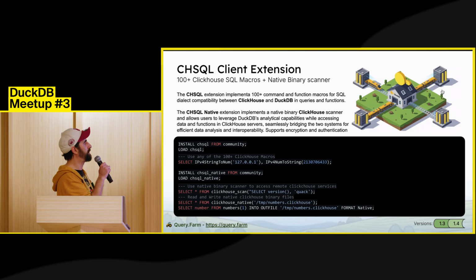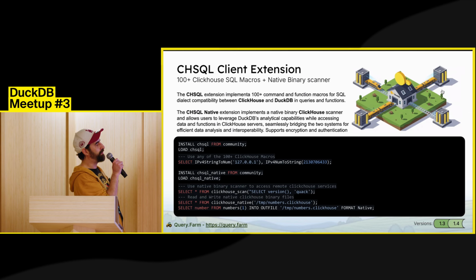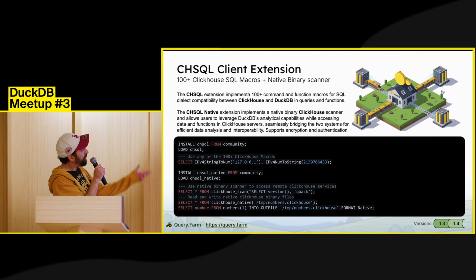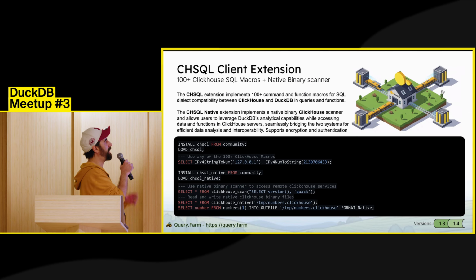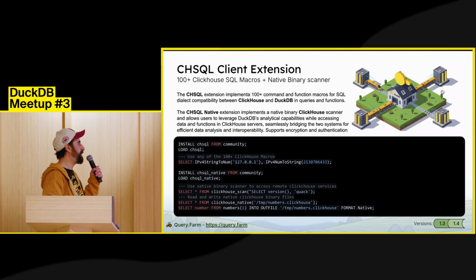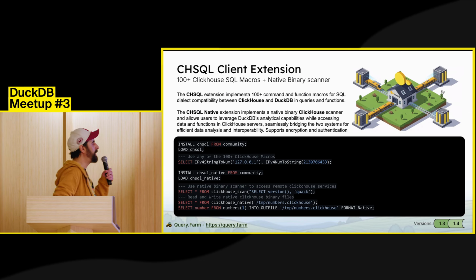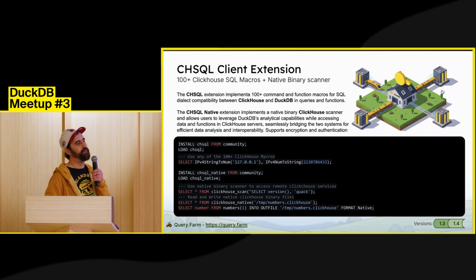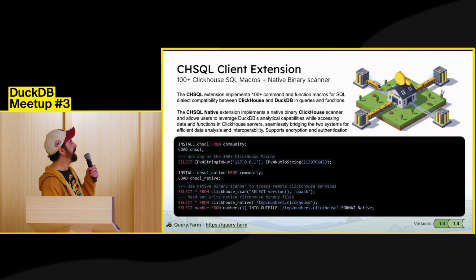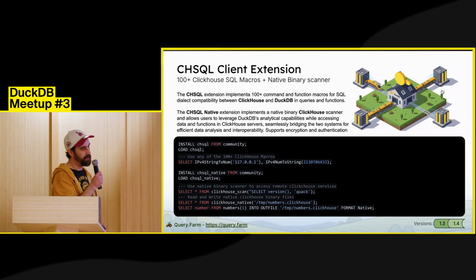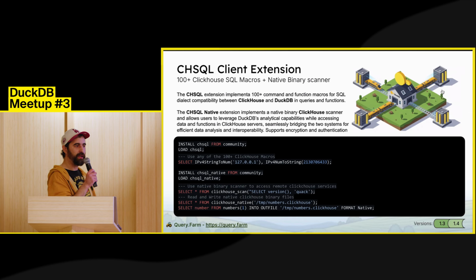We had a bunch of flows that we were migrating from ClickHouse to DuckDB, and this helped us a lot. The second is a native client. So CHSQL, it's actually two extensions, CHSQL and CHSQL native, which is in Rust, which adds a native client for ClickHouse. So with it, you have a scanner that can connect to remote ClickHouse instances using the binary protocol, which should be efficient.